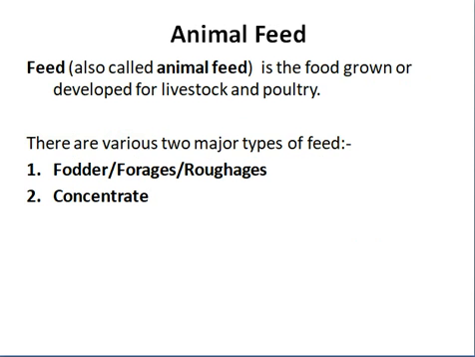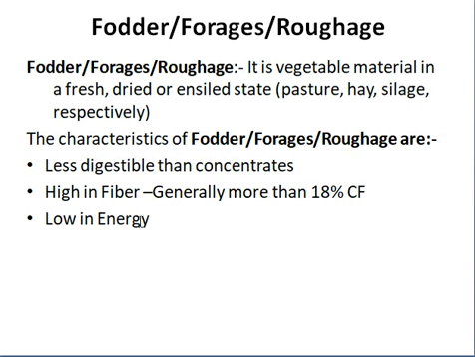So let's come towards animal feed. Animal feed is the food grown or developed for livestock and poultry. So once a food is specific for animals, that is usually called feed. There are 2 major types of feed: fodder, forage or roughages, and concentrate. We will briefly go through what it actually means.